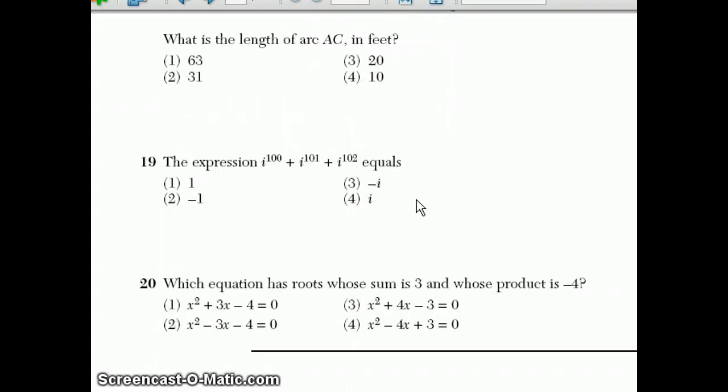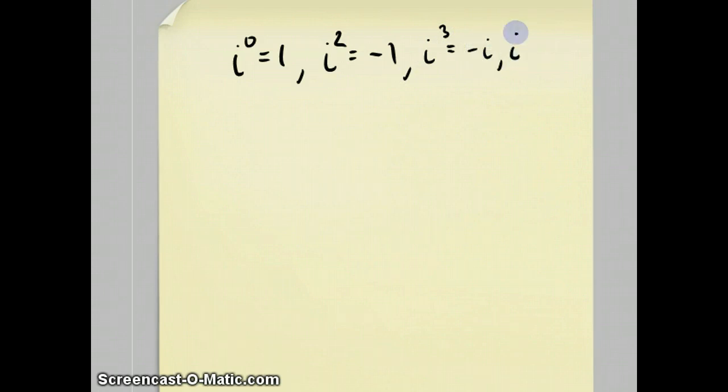Question 19, i to the 100th plus i to the 101st plus i to the 102nd. Well, the powers of i: i to the 0 power, like anything to the 0 power, is 1. i squared is -1. That's the definition of i. To get i to the 3rd, you multiply i squared by another i to get -i. And for i to the 4th, I like to think of it as i squared squared. So negative 1 squared gets me back to positive 1. I left off i to the first power is, of course, just i, just like anything to the first power equals itself. But they want to know about i to the 100th power.